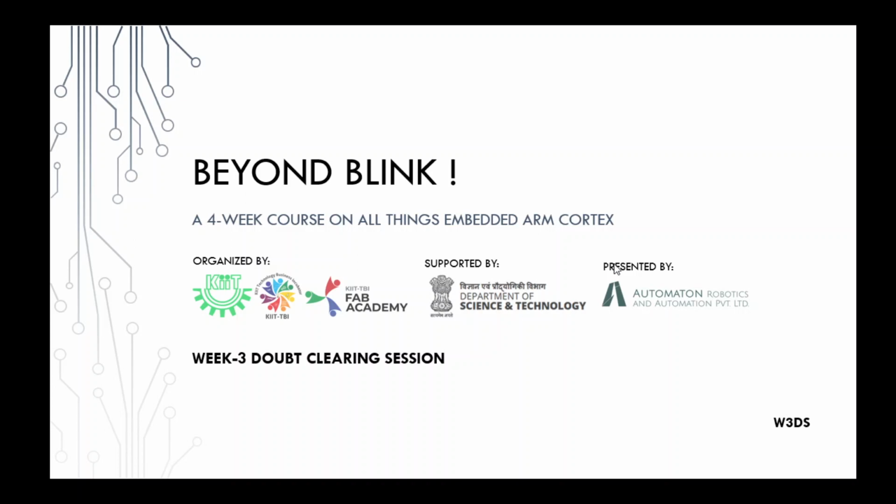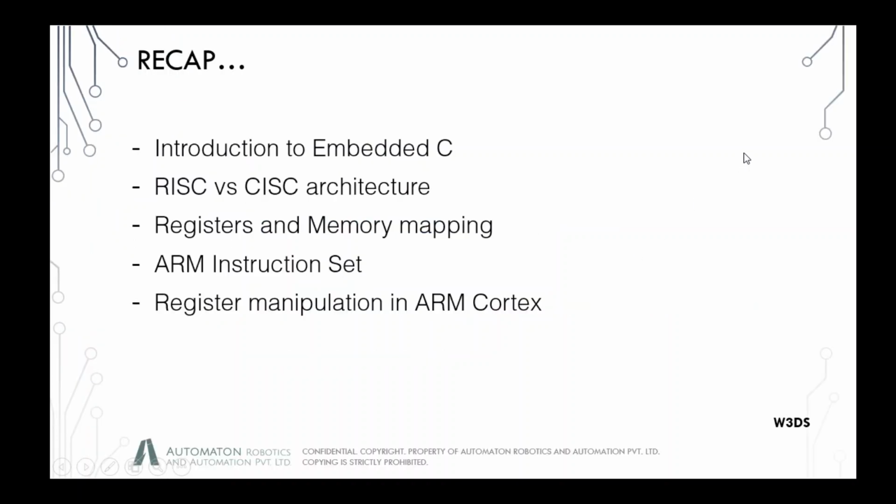It's visible. All right, so in previous sessions we were talking about the introduction. We have learned about embedded C. We have seen RISC and CISC. We have seen the different registers, and we have seen the memory mapping. We have touched the ARM instruction set. We have also seen how to manipulate registers in your ARM Cortex CPU, and how the primary registers, or the user registers that you have in your chip, are manipulated in order to shuffle around the data and do the process that it wants to do.